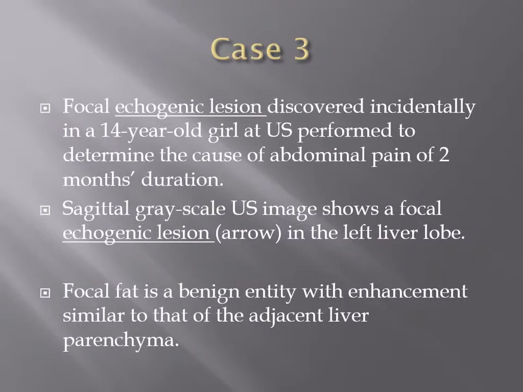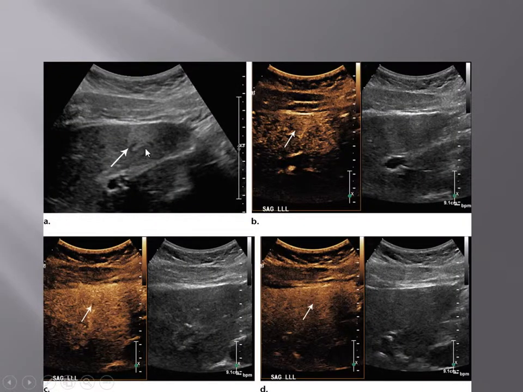Our third case was a 14-year-old girl. She had abdominal pain for 2 months, and they also incidentally discovered a focal lesion. These lesions were focal fatty echogenic lesions in the liver. So this is on the usual gray scale without any contrast.